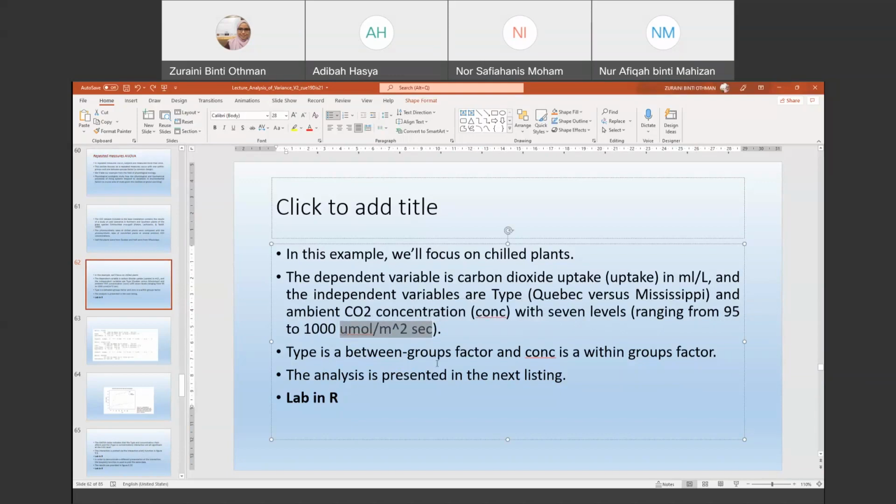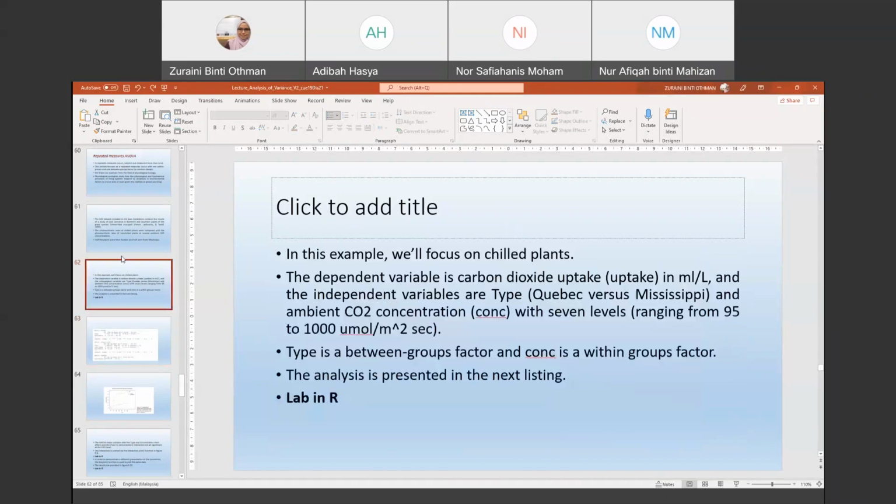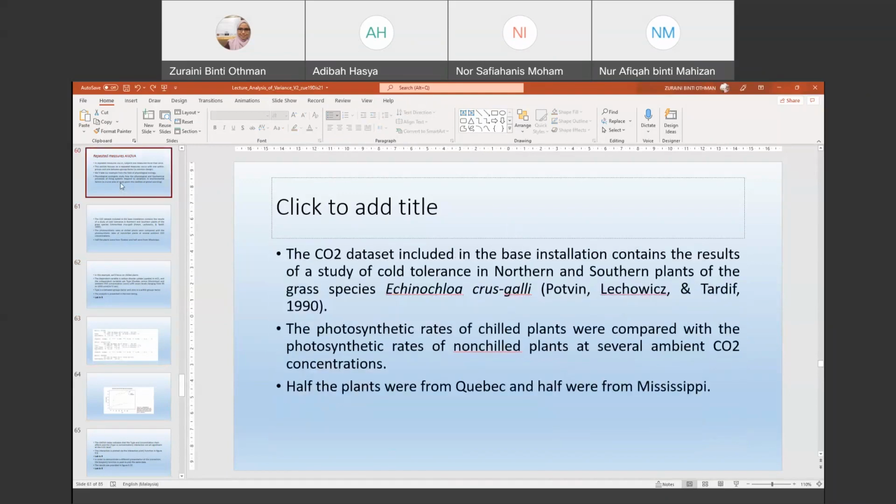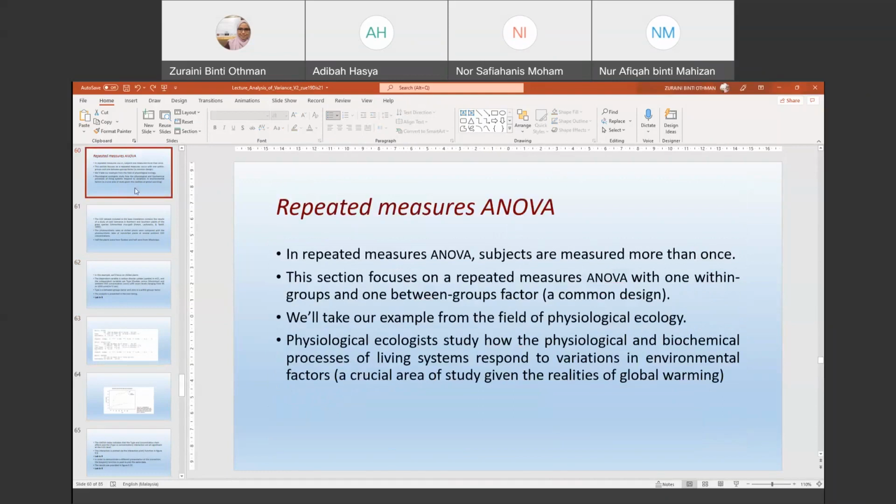Okay, type is a between-group factor and carbon dioxide concentration is a within-group factor. With a between-group factor and a within-group factor, it is a mixed model, right? Okay, the analysis is presented. So we do it in R for this case, which involves repeated measure ANOVA.